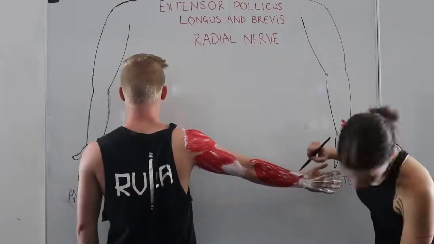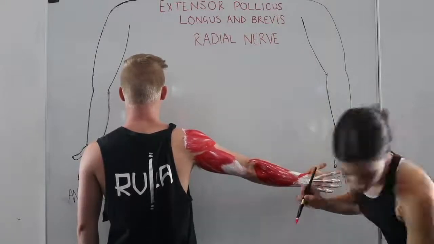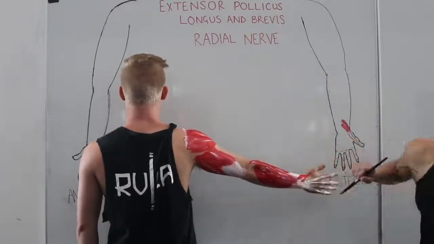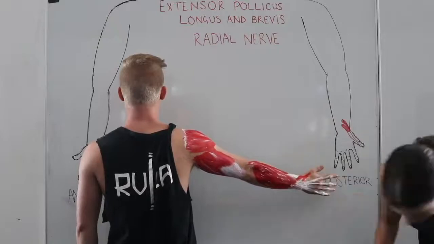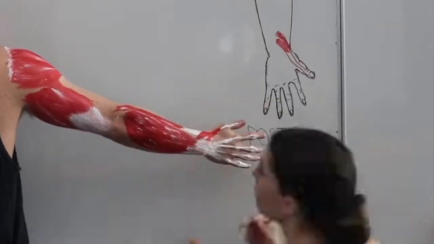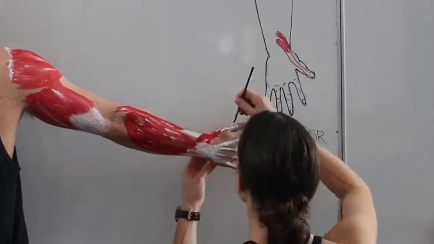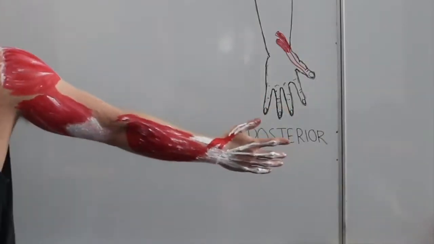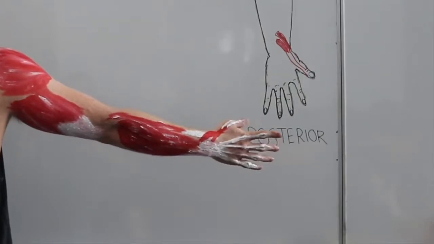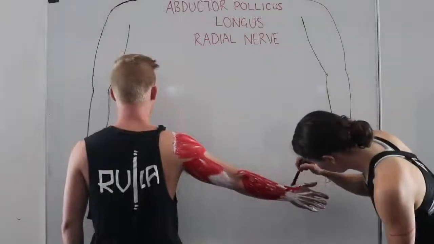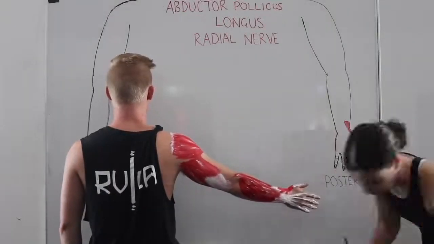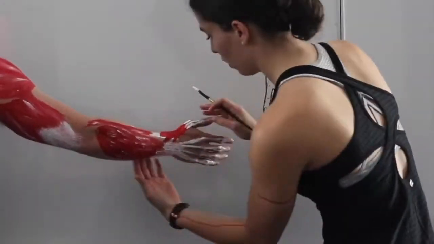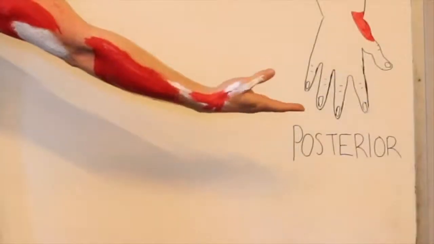Movement of the thumb is controlled by 3 muscles. The first 2 are the extensor pollicis longus and brevis. The longus tendon travels to the distal phalanx and the brevis tendon travels to the proximal phalanx of the thumb. Together they allow extension of the thumb from a flexed position back to the anatomical position. The third muscle is the abductor pollicis longus. The tendon of this muscle goes to the first metacarpal and allows abduction of the thumb.